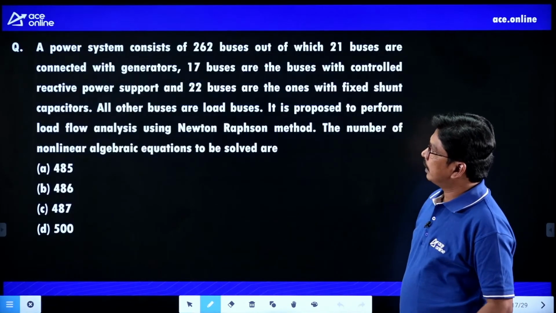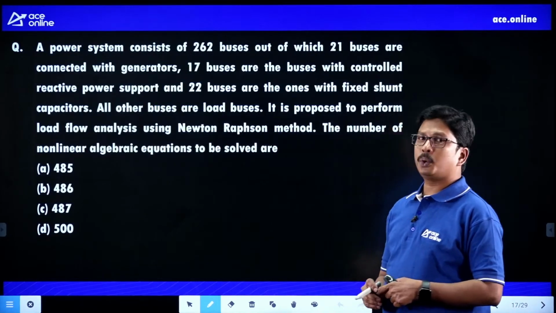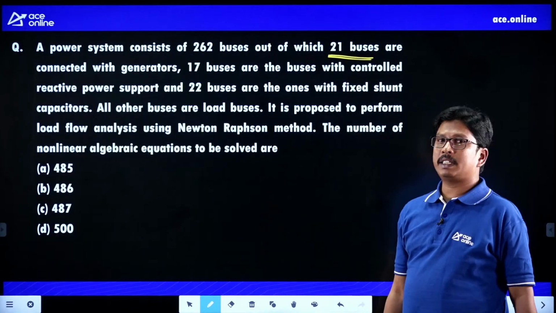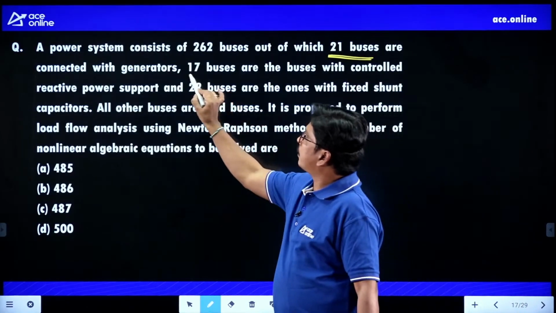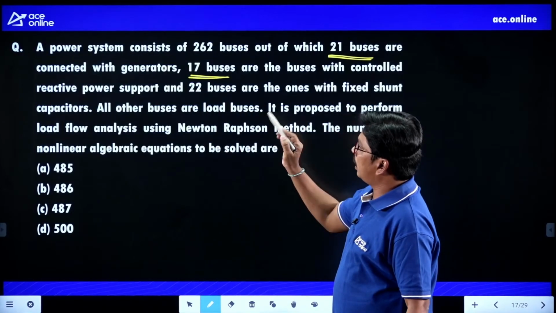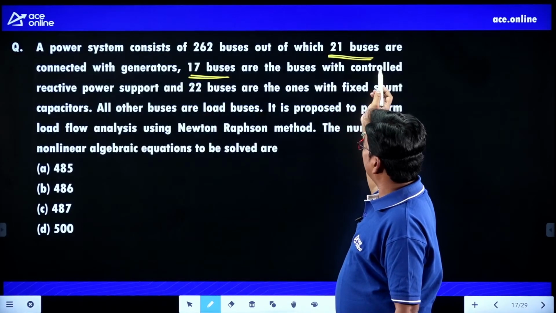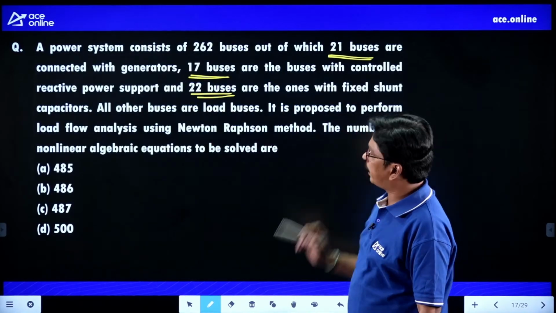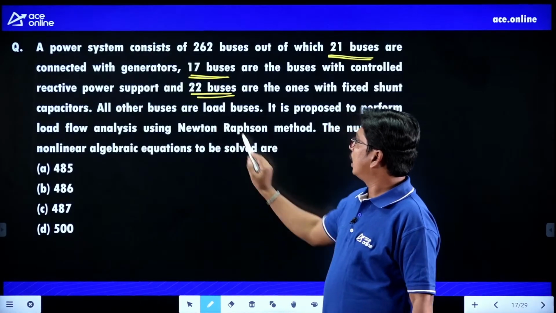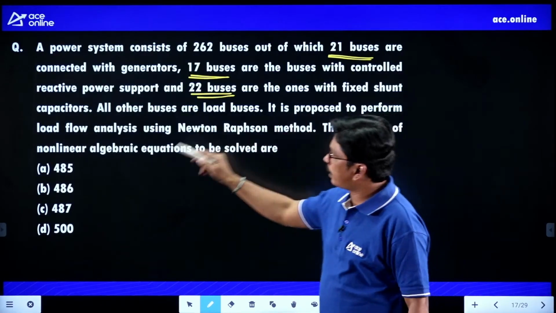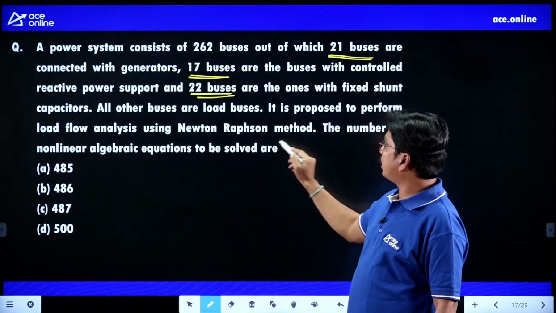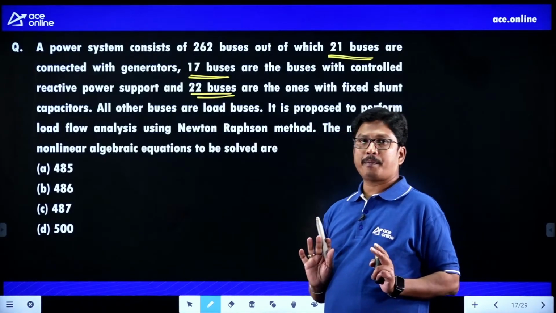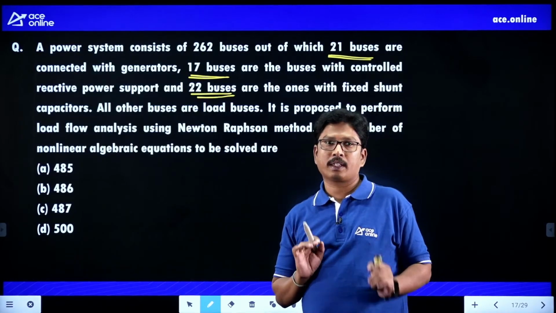Next one. A power system consists of 262 buses, out of which 21 buses are connected with generators, 17 buses are connected with voltage control with reactive power support, and 22 buses are ones with fixed shunt capacitors, and all other buses are load buses. It is proposed to perform load flow analysis by using the Newton-Raphson method. The number of non-linear algebraic equations to be solved is? How many equations do you have to solve? Try to solve that.